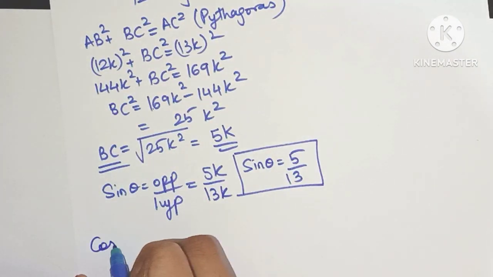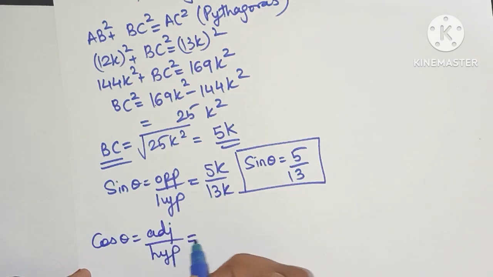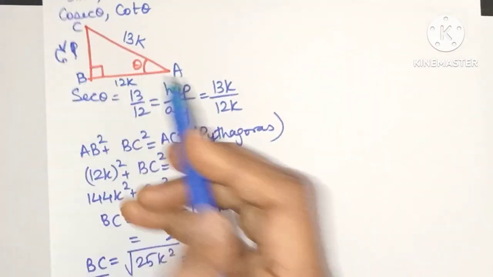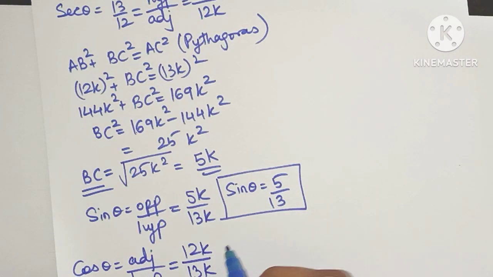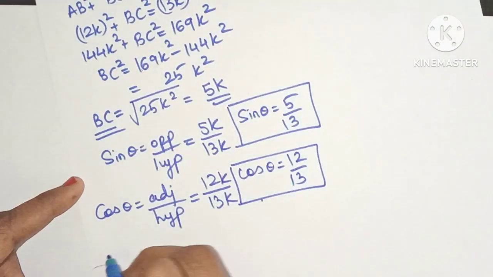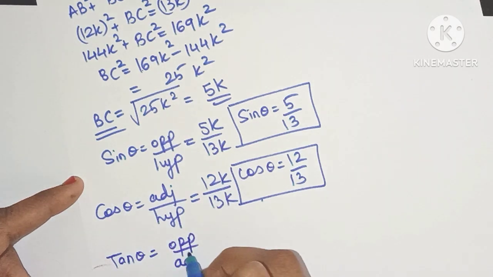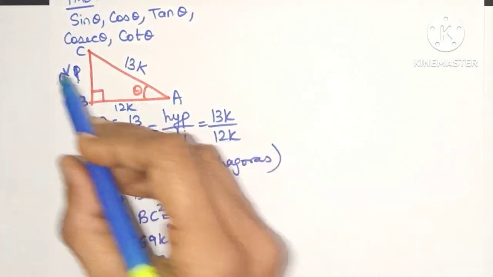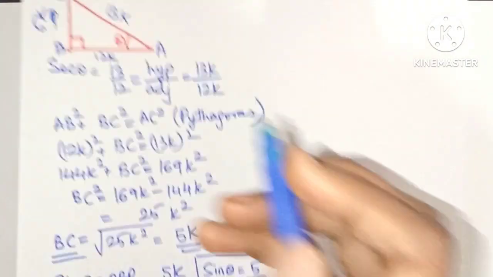Now let's find cos theta. It is nothing but the adjacent side upon hypotenuse. So for theta, the adjacent is 12k and hypotenuse obviously 13k. So cos theta is 12 by 13. Now tan theta. Tan theta is opposite upon adjacent. That's right. So for theta, what is the opposite? 5k, and the adjacent is 12k.